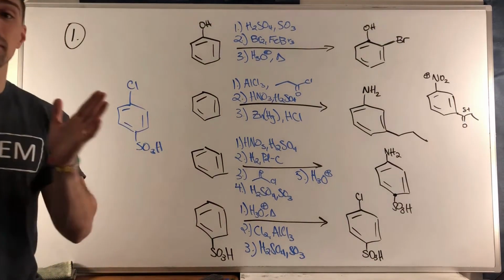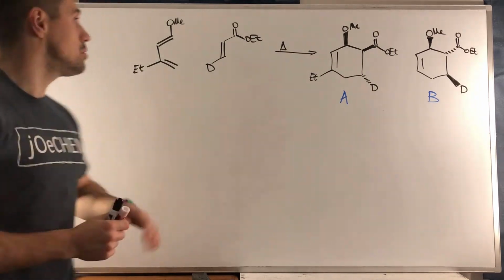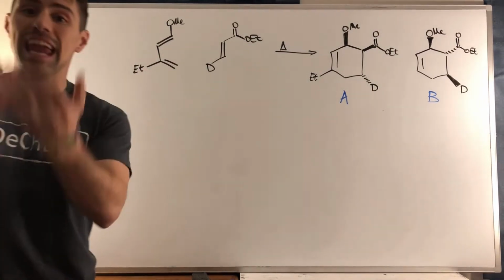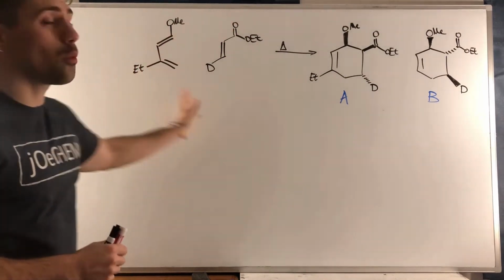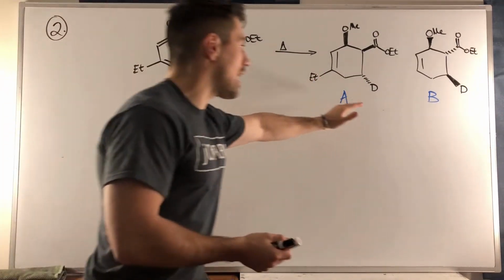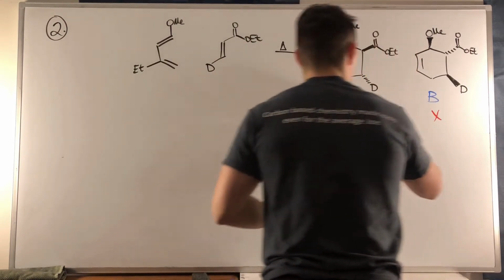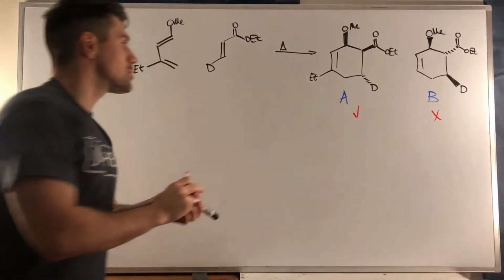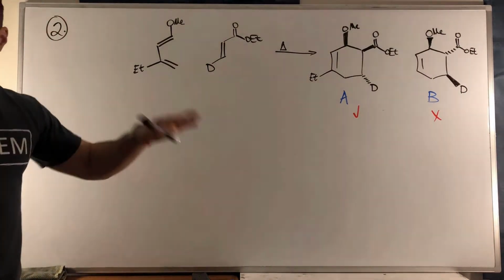Okay, gang, that was problem 1. On to 2. Okay, gang, in problem 2, we have a Diels-Alder reaction handed to us, and we are told that given what we're shown, product A is observed and product B is not observed. So I'll put an X here, I'll put a check mark here, and we need to explain why that is the case. So just doing a little housekeeping first.